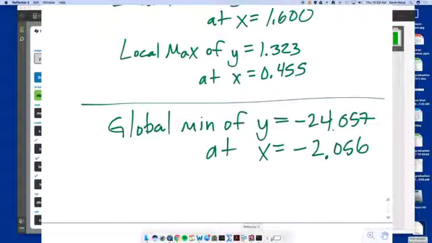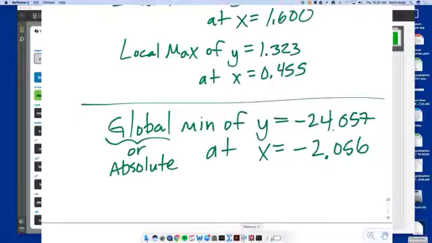Now, instead of using the word global, you could say absolute. Usually, if you say relative max, relative min, then you refer to absolute max, absolute min. They kind of pair up nicely. But if you use local max, local min, it pairs up nicely with global max or global min.